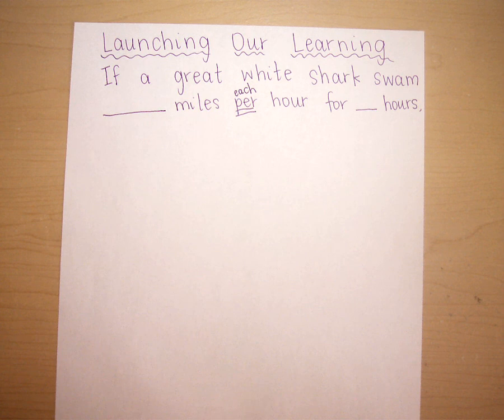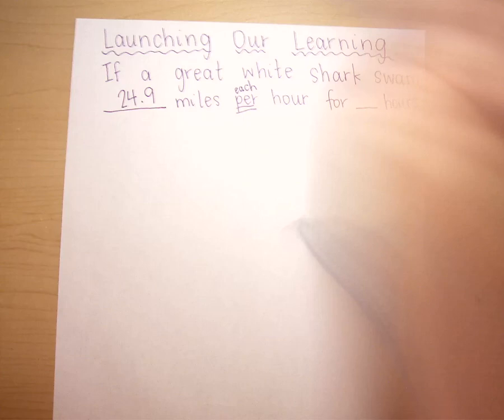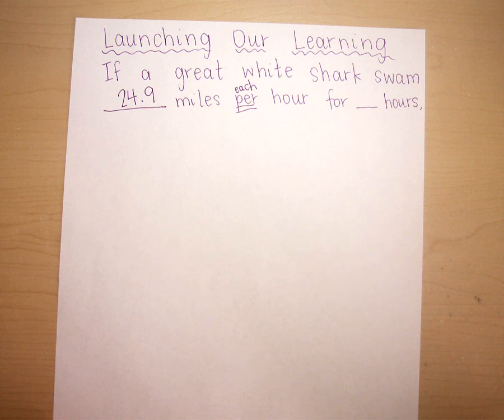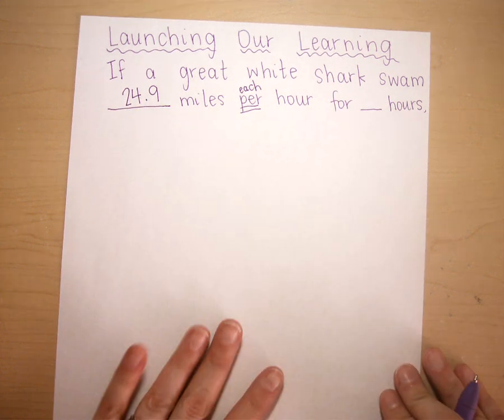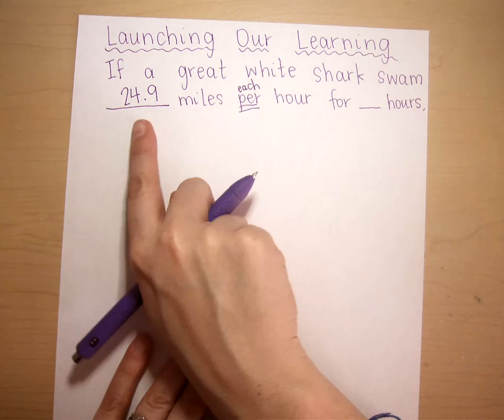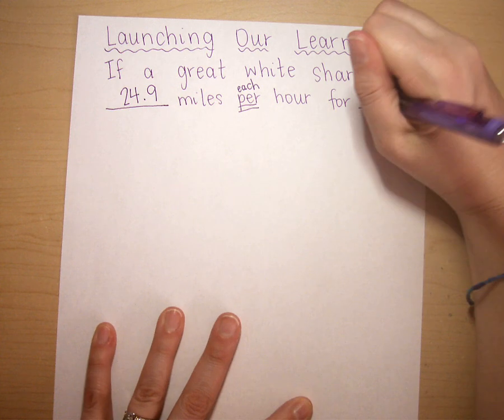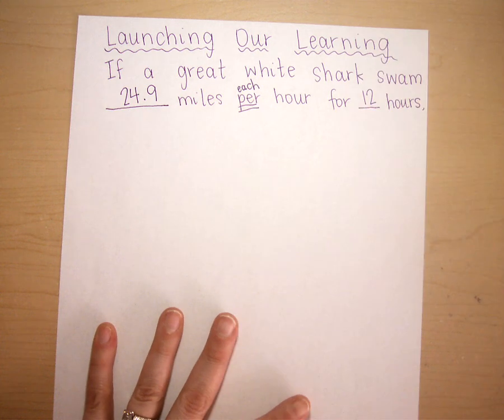Well, how many miles does he swim? He swims 24.9 miles. Remember, during your second read, you're really looking for important information. And that's an important piece of information. Well, then the next important piece is, if he travels that far in each hour, how many hours did he swim? That was 12 hours.